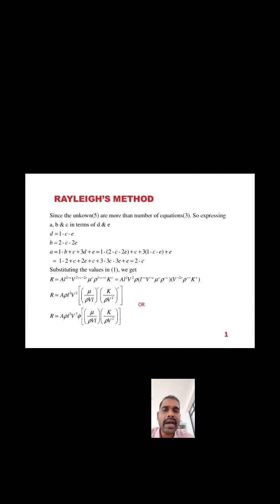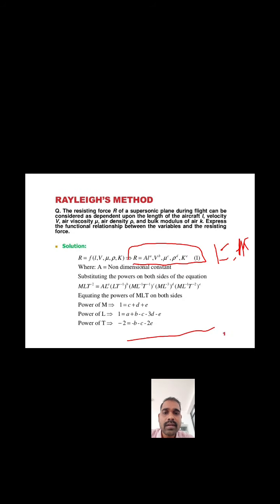So any doubt in this? The question is given. In the question they have clearly given what the dependent variable is and what the independent variables are. So you have to form the functional relationship between the dependent variable and the independent variables. So R is a function of these independent variables. Then you have to bring it to exponential form, R equal to a function of these variables, and put arbitrary constants a, b, c, d, e.